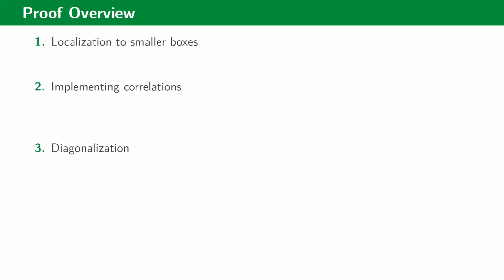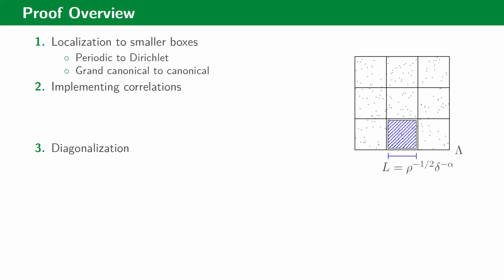So in 7 minutes, I can give you more information about the proof. I talked about these 3 things very briefly before, so let's dive in a bit deeper. So how do we do this localization? We have this big box, the thermodynamic box lambda. As I said, it's very hard to work in this box. We want to go to smaller boxes, L. It's rho to the -1/2, y to the -alpha.